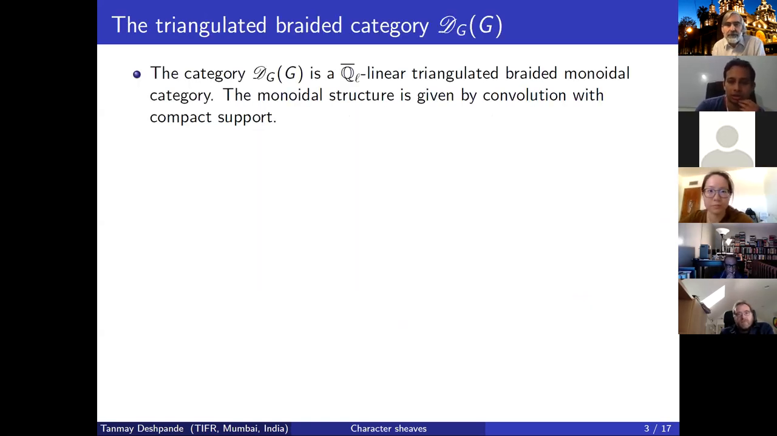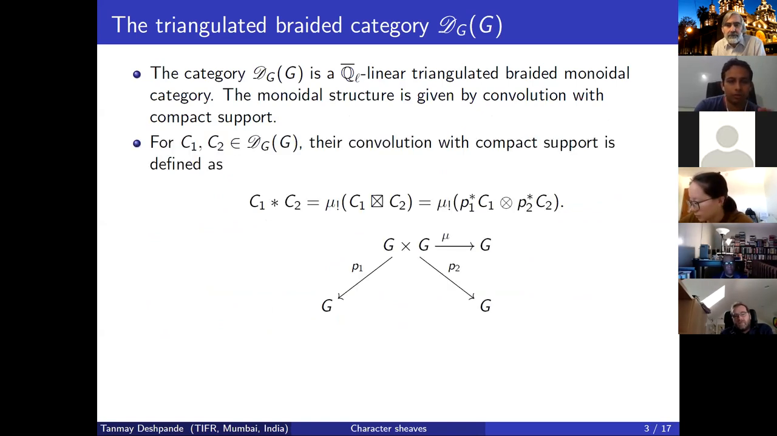So let's look at this category D_G(G). This is a Q_l-linear triangulated braided monoidal category. The monoidal structure is given by convolution of complexes with compact support. So basically, if you have two complexes, C1 and C2, we define their convolution in the following way. We form their exterior tensor product, and then we take the shriek pushforward along the multiplication map. So this defines convolution with compact support, and of course all the operations here, for example the shriek pushforward, are in the derived sense. So with this operation, this becomes a monoidal category.